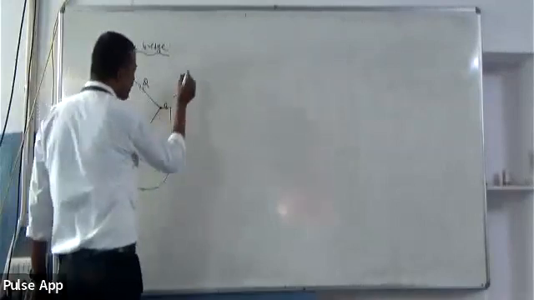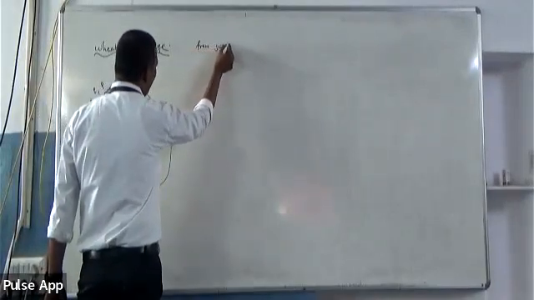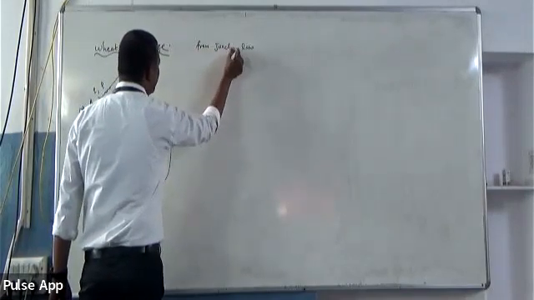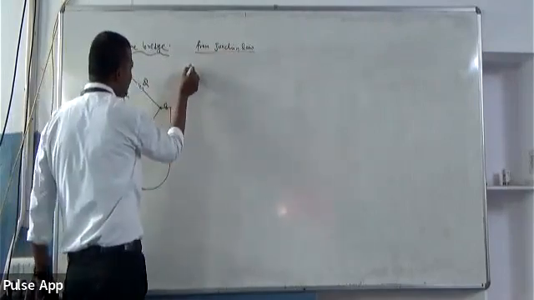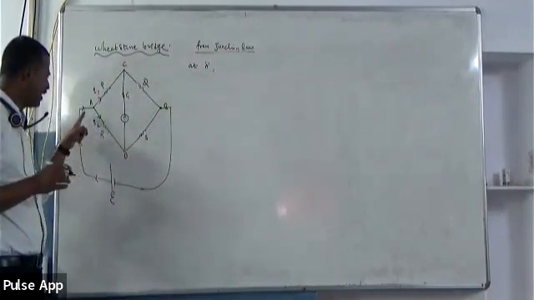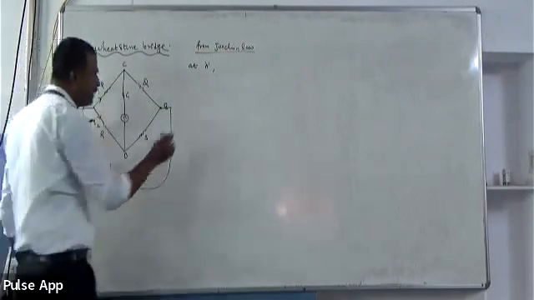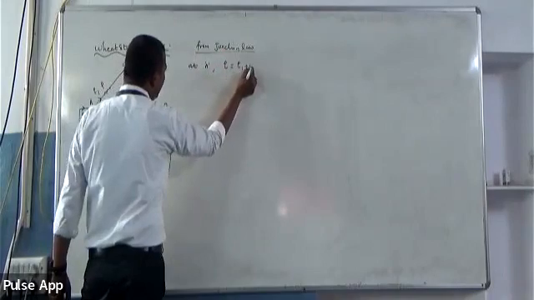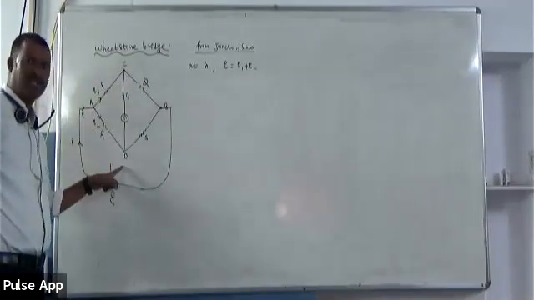That means we can write from junction law, at A junction, I is equal to... I is flowing toward the junction A and I1, I2 are flowing away from the junction A. That means at A, I can write I is equal to I1 plus I2. I1 is flowing towards C, I2 is flowing towards D.